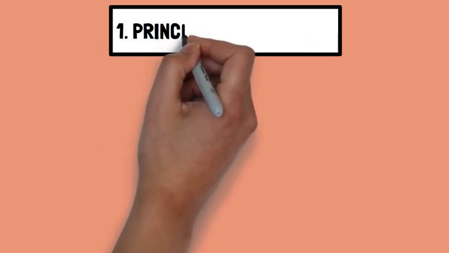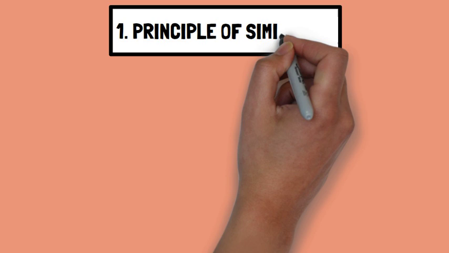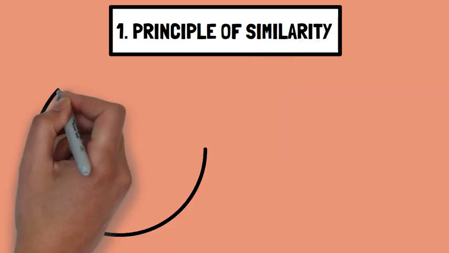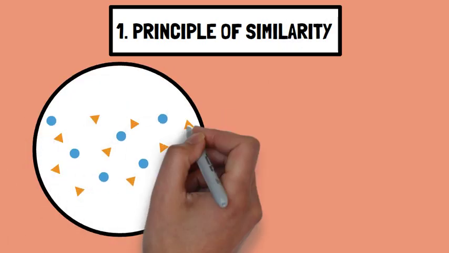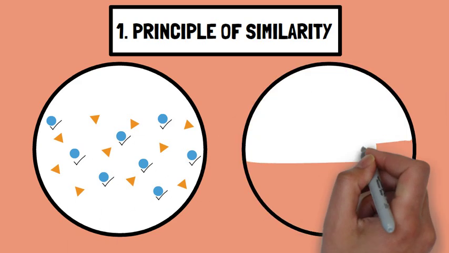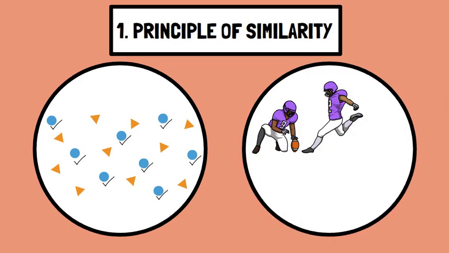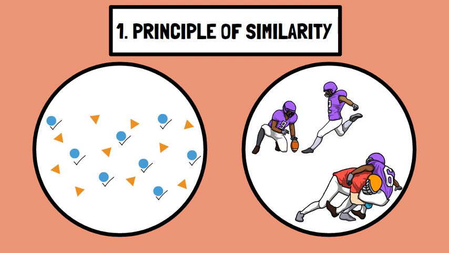Number 1. Principle of similarity. This principle states that elements that are similar in appearance are perceived as belonging together. For example, when watching a soccer match, players wearing the same uniform are grouped as a team even if they are scattered across the field.